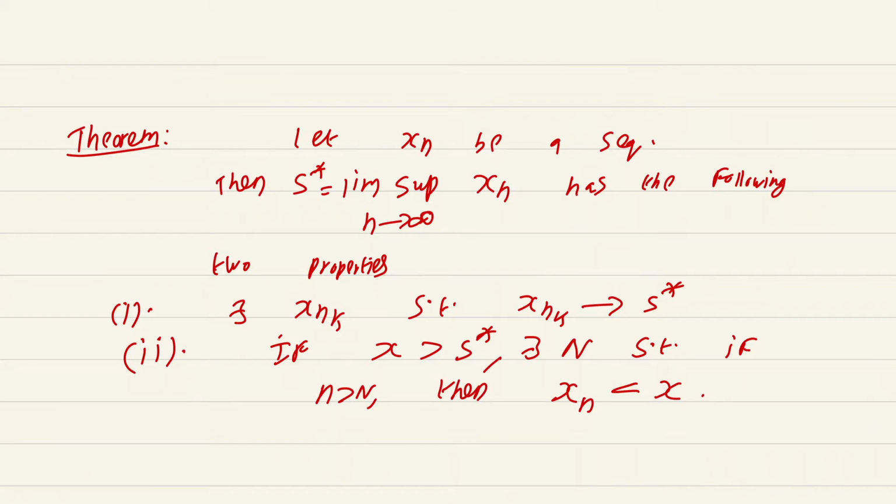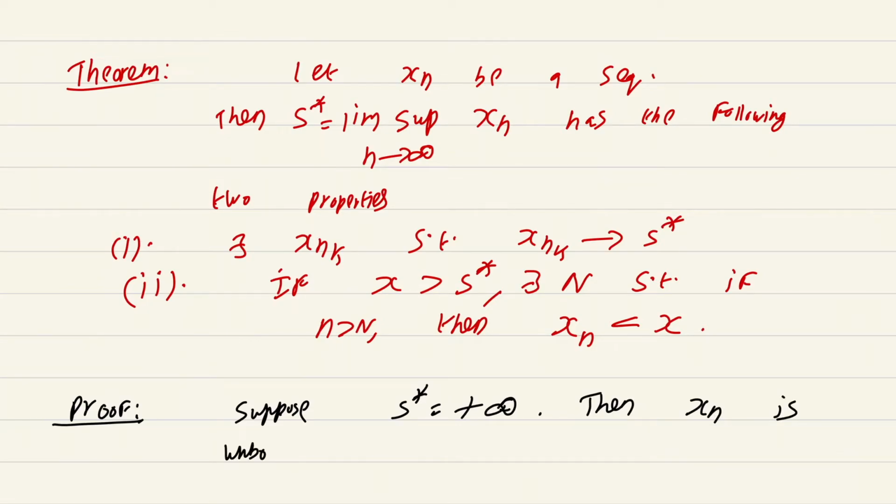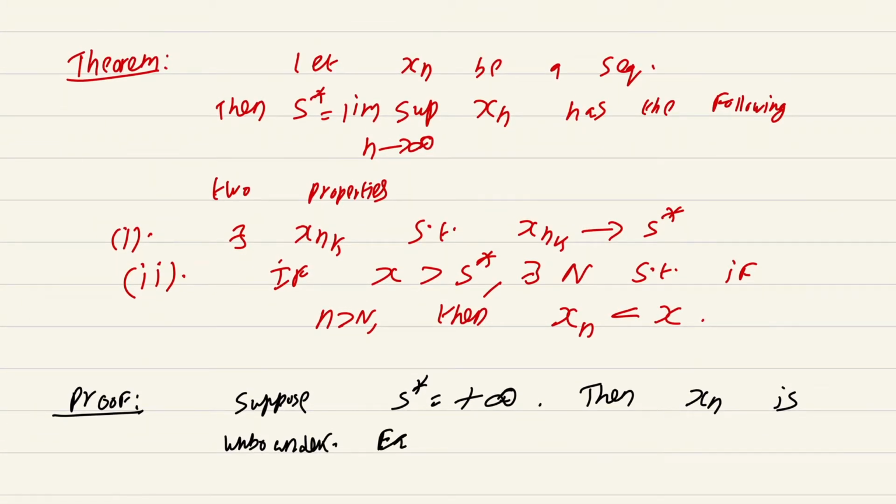So let's prove this characterization. Proof. Suppose s upper star is plus infinity. Then the only way by which this can happen is that xn is unbounded. It's an unbounded sequence. It is easy to find x_{n_k} diverging to plus infinity, and I'm going to leave it to you.